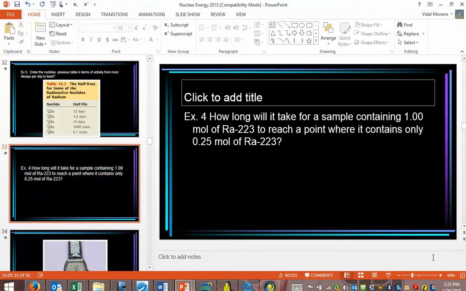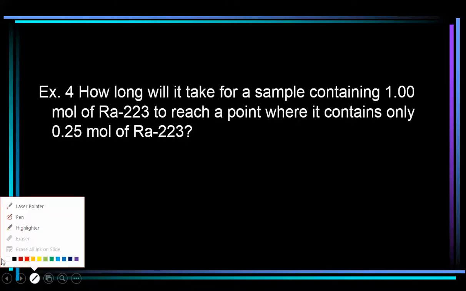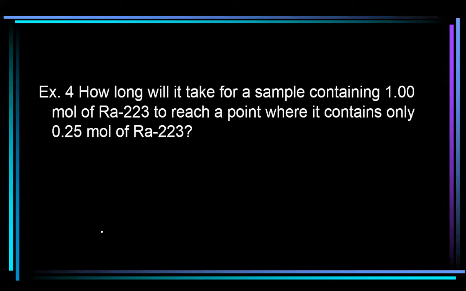How long will it take for a sample containing 1 mole of radium-223 to reach a point where it contains only a 1/4 mole of 223? There is an equation for using this, but frankly, in honors chemistry, these questions will always be simple enough to do it this way. Put your starting amount and divide it by 2. A half-life has now gone by. So you record 1 half-life.